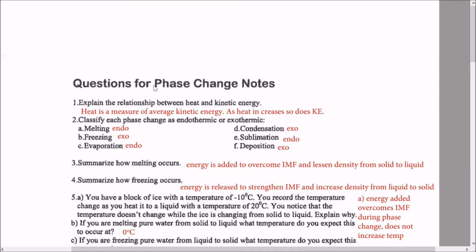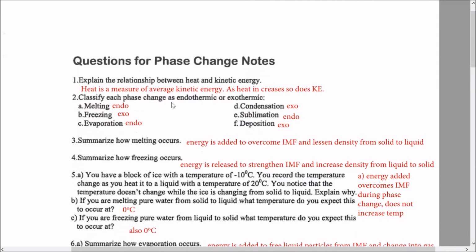Questions for phase change notes. Explain the relationship between heat and kinetic energy. So remember, heat is a measure of the average kinetic energy. They're sort of one and the same. So as heat increases, so does kinetic energy, but that's because heat is a measure of kinetic energy. So you can think of kinetic energy as the movement of particles and how fast and how much they're moving, being directly related to temperature and heat, because they're all measuring the same sort of molecular movement.